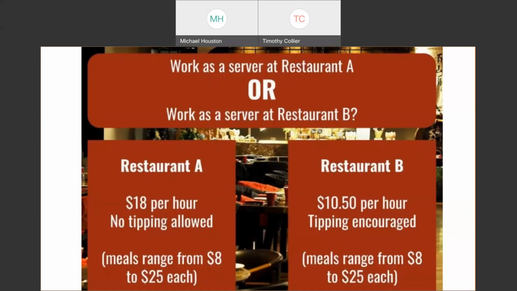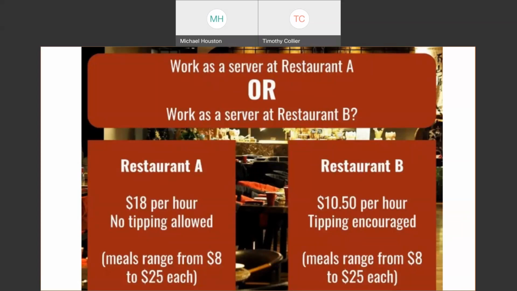Oh, certainly. But wait, a problem like this, how does math involve value judgments? Isn't math just math? Math is just math, but often the math helps us make a decision. And not all of our decisions are strictly mathematical. And that is something that the kids realize. But they made their decision based on the math and other things in their life. So look at this question. Restaurant A pays 18 bucks an hour, but I'm not getting any tips. Restaurant B pays 10.50 an hour, but tipping is encouraged.